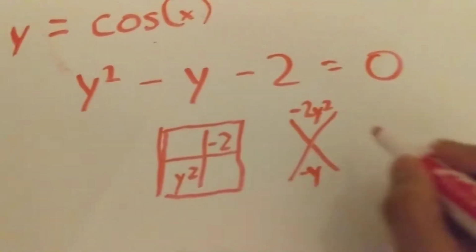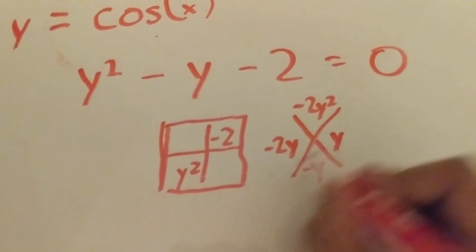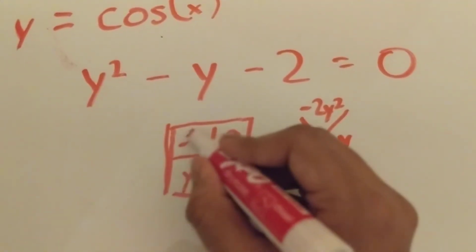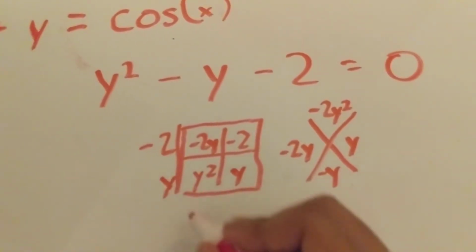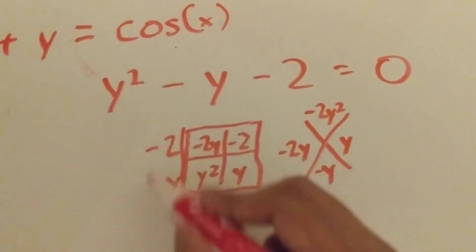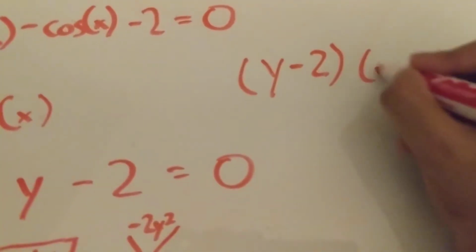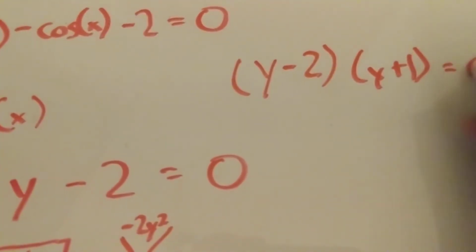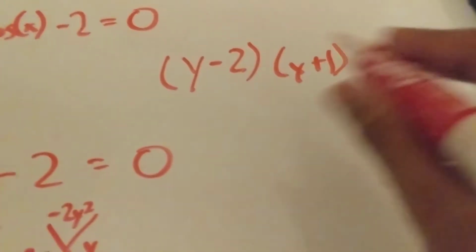We get minus 2y, and y over here. So we get minus 2y. And y, we get minus 2, y, and 1. So these are our factors. So we get y minus 2 times y plus 1 is equal to 0. So that is our quadratic so far.